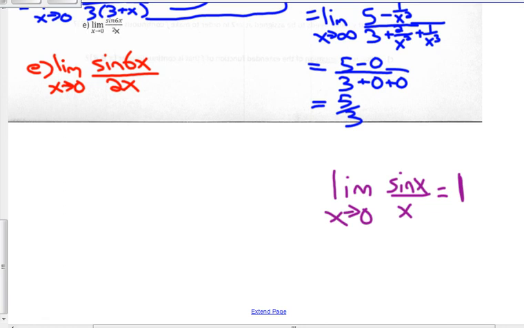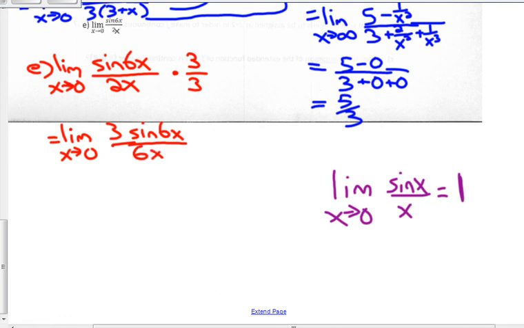So in this one over here, what I would really like on the bottom is a 6x. If I had sine 6x over 6x, then I'd know that that part at least is 1. Well, I can build a 6x on the bottom. I just multiply everything by 3. But if I multiply by 3 on the bottom, I need to do it on the top as well. So my next step looks like this. 3 times sine of 6x all over 6x. And notice we couldn't have substituted 0 in here. You can't divide by 0.